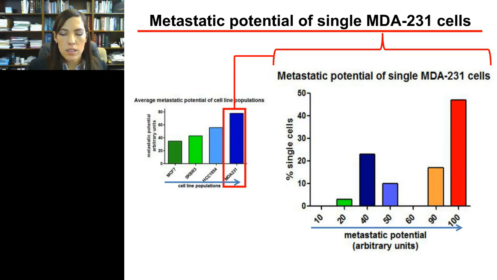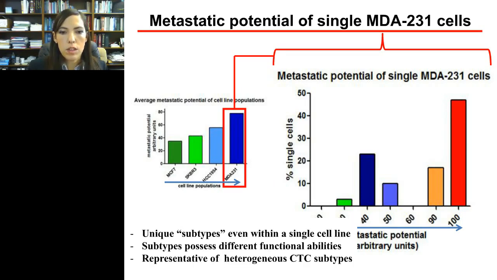So again, this is characterizing the heterogeneity within what was once thought to be a homogeneous population. So we're finding unique subtypes within a single cell line, and those subtypes likely possess different functional abilities, and it's really representative of the heterogeneous CTCs that we're likely to observe in a patient.